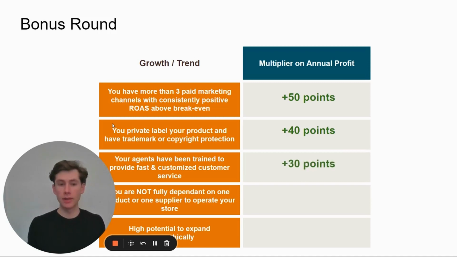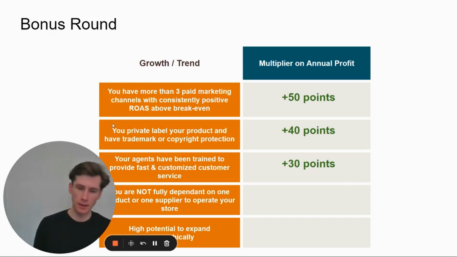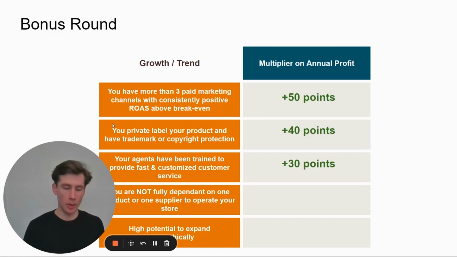Next thing is customer service. If your agents have been trained to provide fast and customized customer service, I think that's also a huge plus. Again, I have a separate video on most of those points, including a long video on CRM showing you how you can set up the CRM for your Shopify store to be very, very close to fully automated, and have agents that are essentially trained to the point where that's almost running on autopilot.